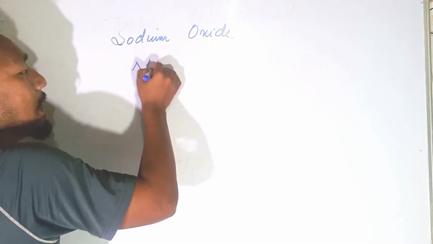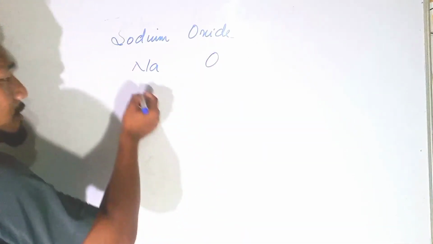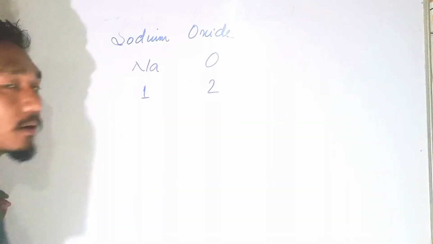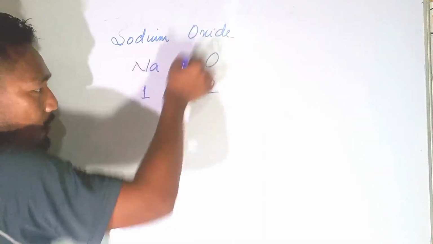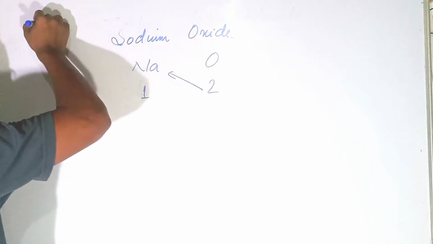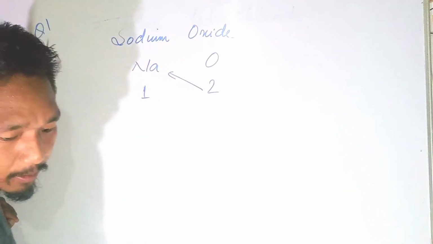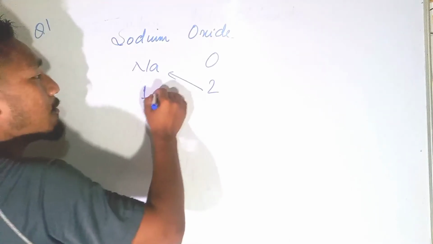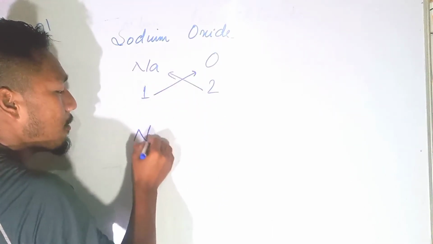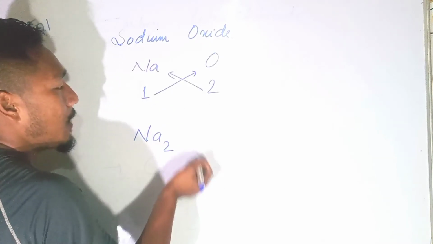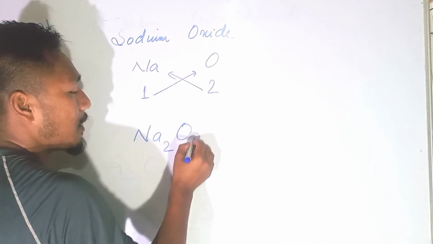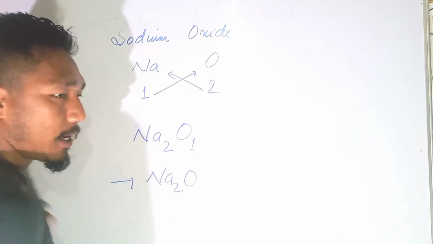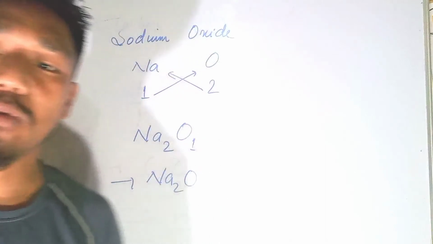Sodium we know is Na, and oxygen we know is O. The valency of sodium is 1, and the valency of oxygen is 2. So I will cross these two. This is your exercise 1, page number 41, sodium oxide. Na will be written with 2, and oxygen with 1. So our answer will become Na2O.